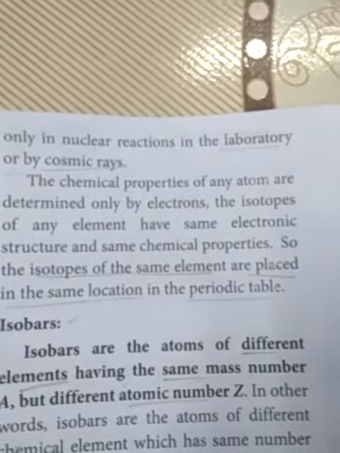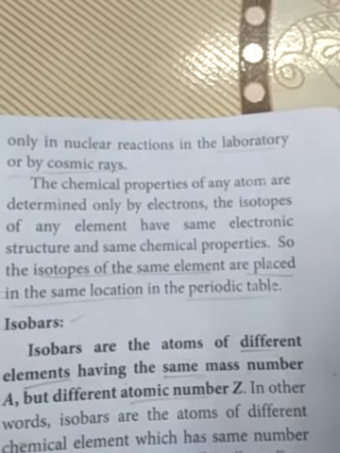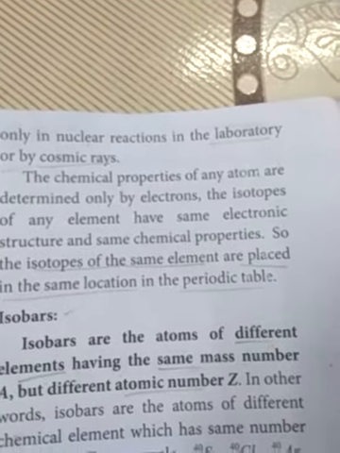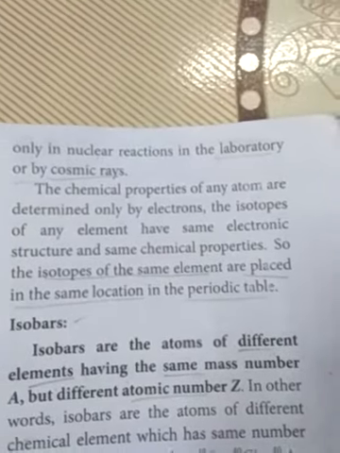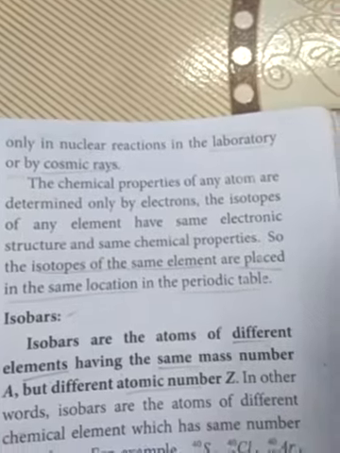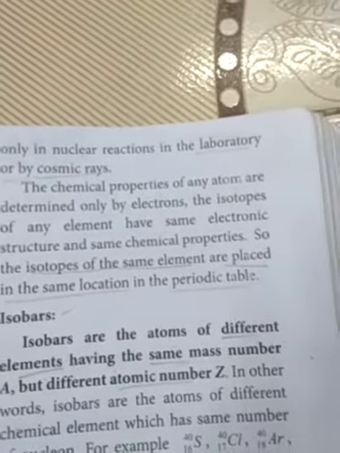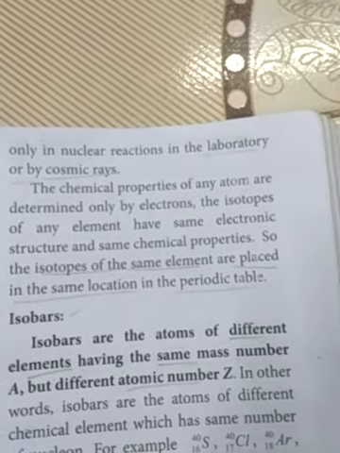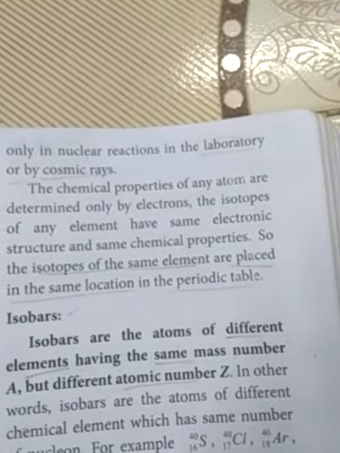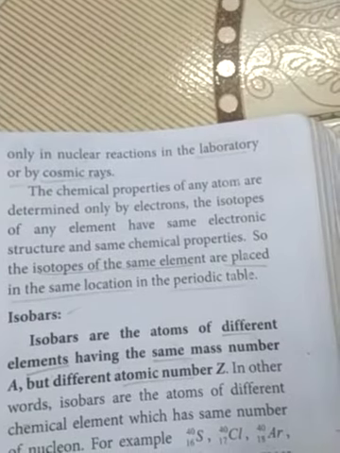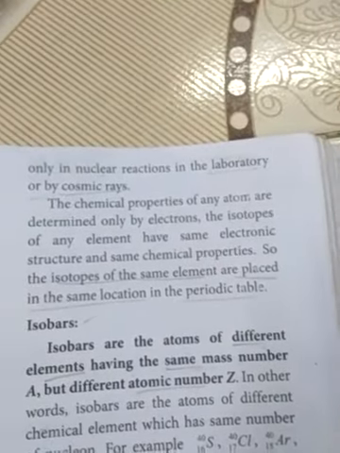The chemical properties of any atom are determined only by electrons. The isotopes of any element have the same electronic structure and the same chemical properties. So the isotopes of the same element are placed in the same location in the periodic table.